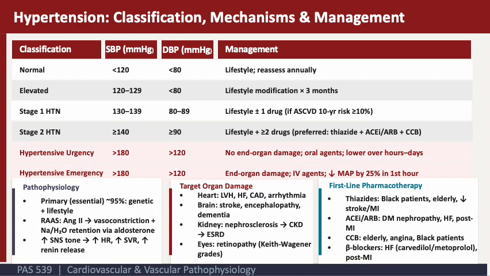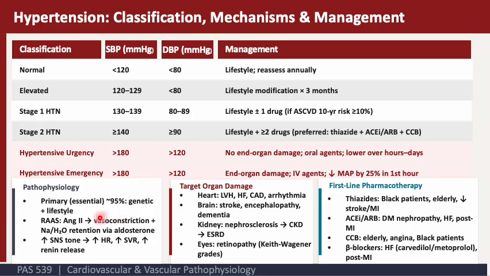Okay, so next we're going to discuss hypertension, the classification, mechanisms, and management. So first, we're going to talk a little bit about the pathophysiology. There's two types. You can have primary essential, which is about 95% of the population. It's usually due to genetics and lifestyle.